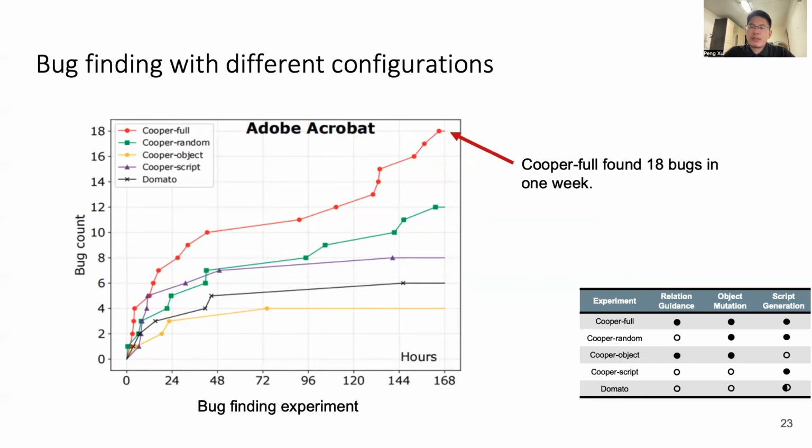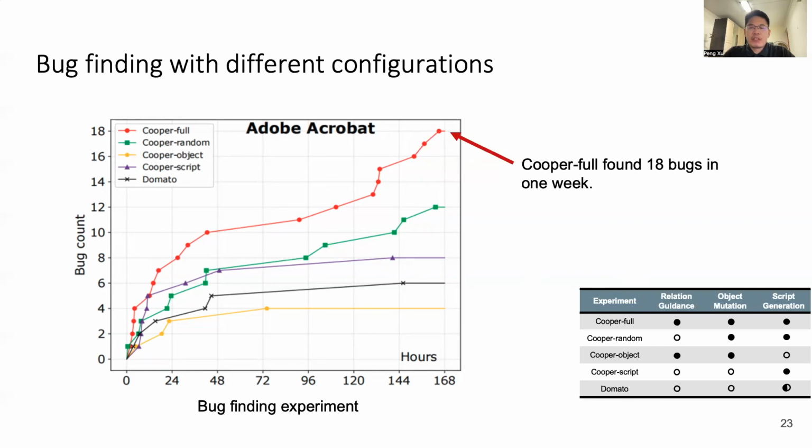Cooper object only mutates native objects without any mutation for script code. On the contrary, Cooper script only mutates script code. The last experiment is conducted with Tomato. Since Tomato is originally designed to test general JavaScript code, we add a JavaScript template of PDF and a VBA template of Word document.